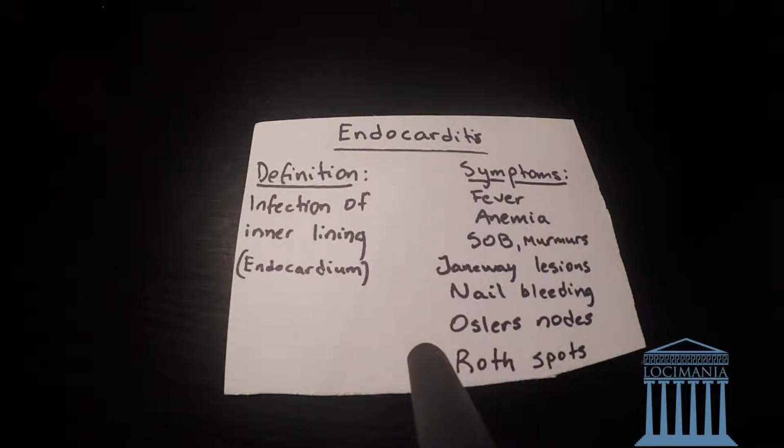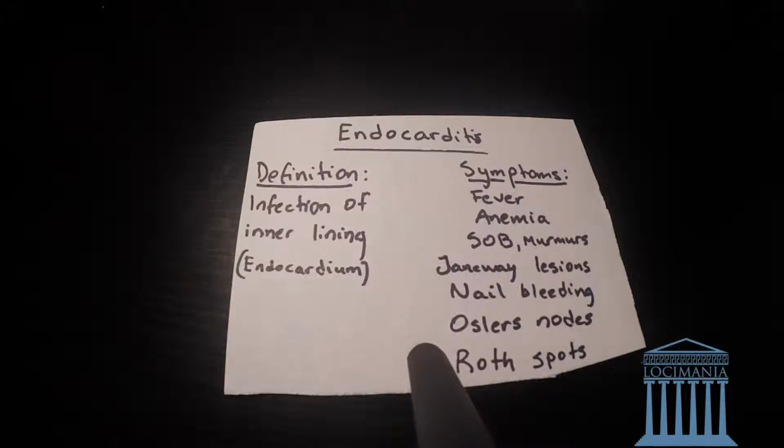The symptoms, fever, anemia, shortness of breath, murmurs are common, but most characteristically you will see Janeway lesions, which are small erythemas on the palms of your hands. You will see splinter hemorrhages, which is nail bleedings, Osler's nodes, which also are lesions of your feet and palms, and lastly Roth spots, which are small lesions on the retina of the eye.